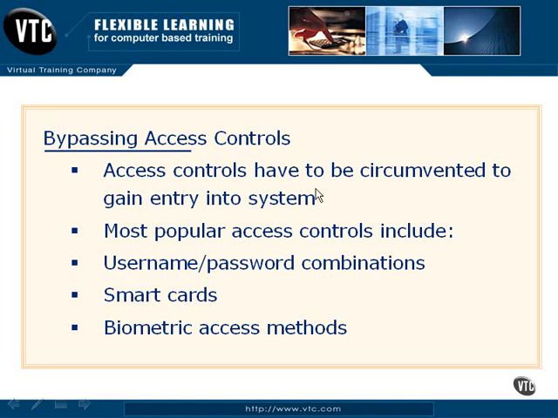So we're going to talk about some of the more popular access controls and how we might be able to circumvent them. First of all, the most popular of all access controls is a username and password combination. We're also going to talk a little bit about smart cards real quick. Smart cards are basically little scan cards, very much like a credit card. And you scan those through a little scanner, and they contain your username and password information, usually assisted with a PIN number or some third factor of authentication.